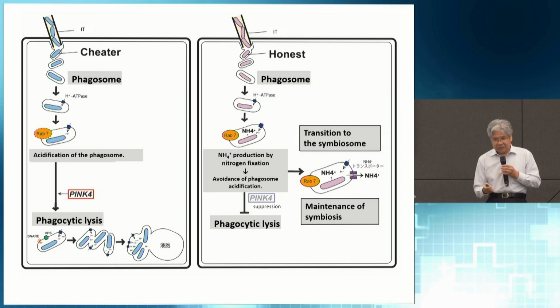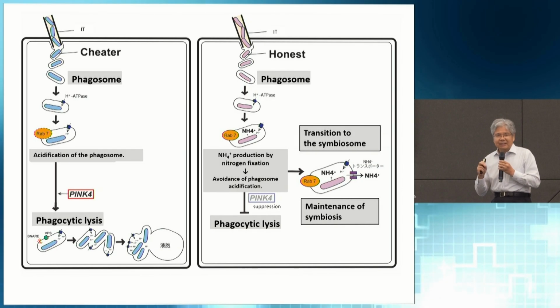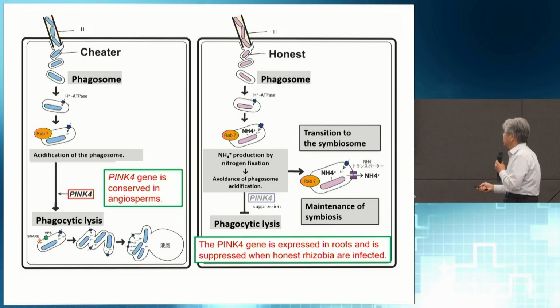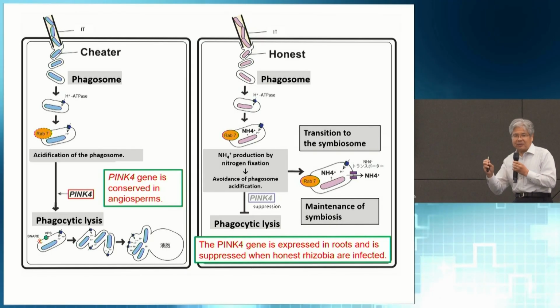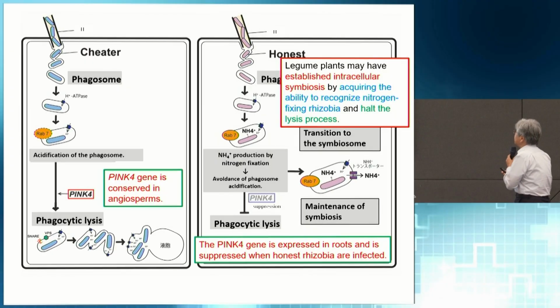So from those results, we think about how the legume plant established the intracellular symbiosis. At first we isolated the PINK4 gene for the sanction mechanism, but this gene was expressed in the root and is suppressed when honest rhizobia, functional nitrogen-fixing bacteria, are released into the cell. So from those results, the legume plant may have established the intracellular symbiosis by acquiring the ability to recognize the nitrogen-fixing rhizobia and halt the lysis process by reducing the PINK4 gene.